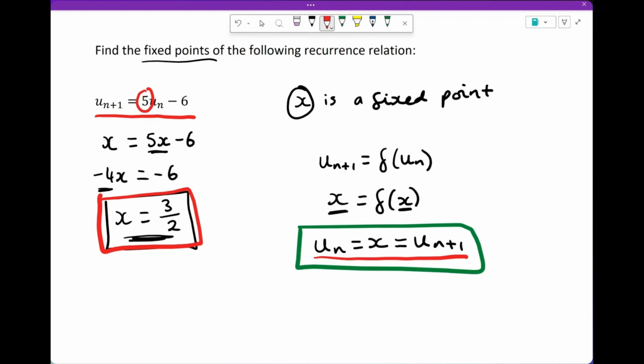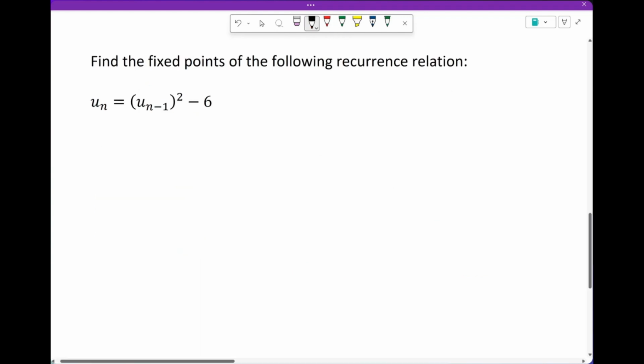Now let's look at finding fixed points for more complicated recurrence relations, which don't take this format which we're more familiar with. It says find the fixed points of the following recurrence relation. So we've got our two subscript terms un and un minus 1. The fact that it's n minus 1 does not matter. The same approach can be taken. What we need to start by doing is replacing all of our subscript terms with, say, x. So we would get x is equal to x squared subtract 6. And then we have ourselves a quadratic in x which we can solve.